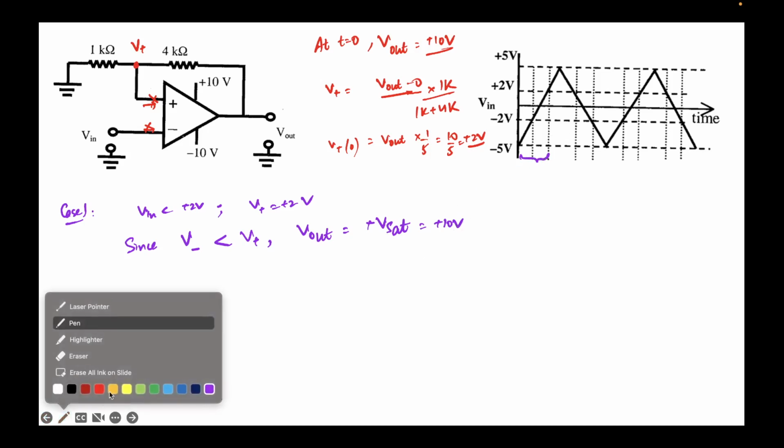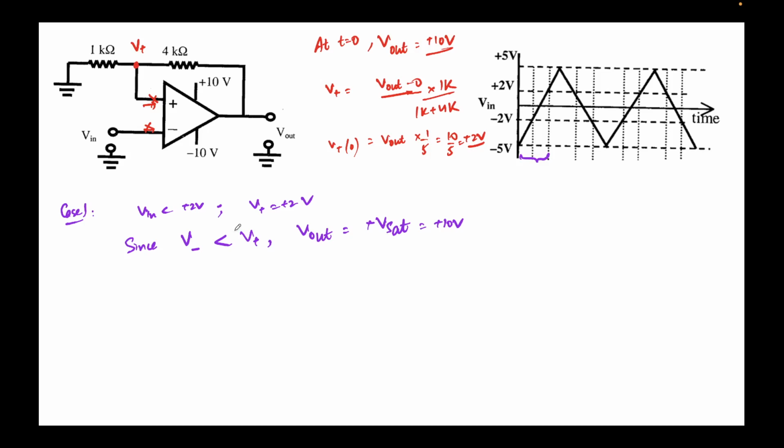Now we'll take the second case, which I'm writing in green. Let's consider case 2: what will happen when V in exceeds plus 2 volts, right? What will happen in this case? This means I'm talking about this region and onwards. I don't know till what time, but onwards. So V plus again here, at this junction, will be plus 2 volts again, right? Because the potential divider remains the same.